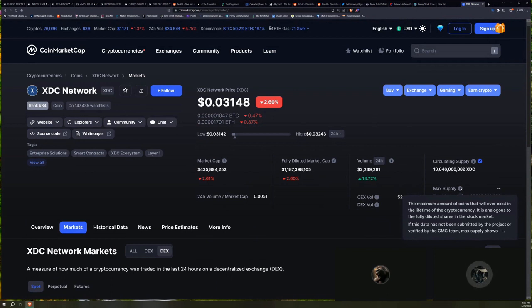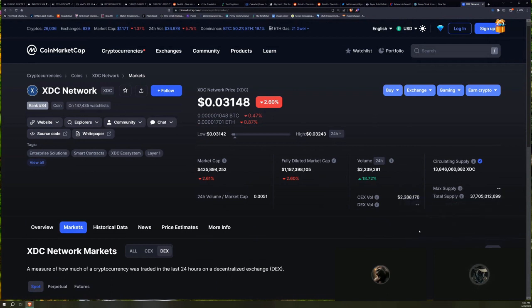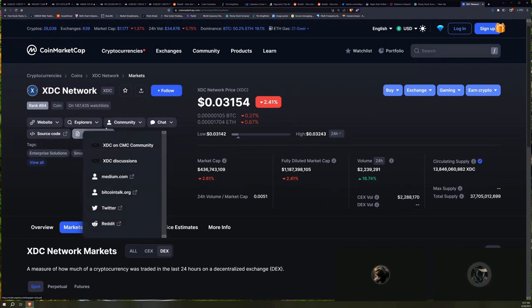This doesn't have a max supply listed here. It doesn't mean it doesn't have one, it just means it's not listed. So usually the maximum supply is going to be there, but XTC is not a very big coin at this point, right? Some other items on this page we'll look at: you have the website, explorers, community chat, stuff like that.